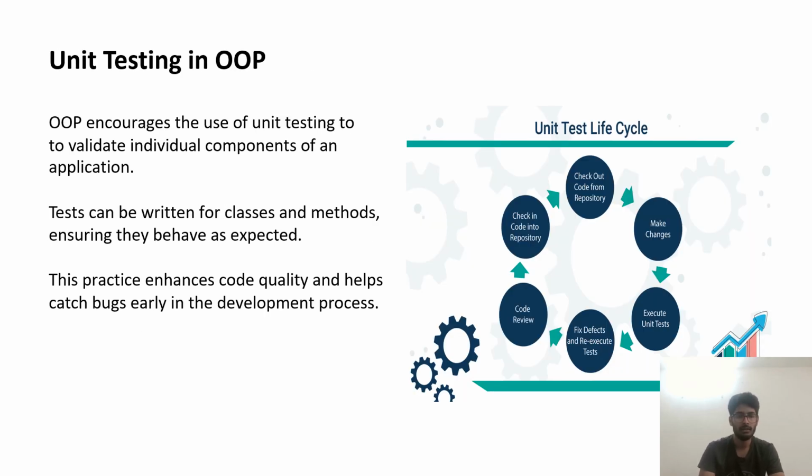Unit testing in OOP. OOP encourages the use of unit testing to validate individual components of an application. Tests can be written for classes and methods, ensuring they behave as expected. This practice enhances code quality and helps catch bugs early in the development process.